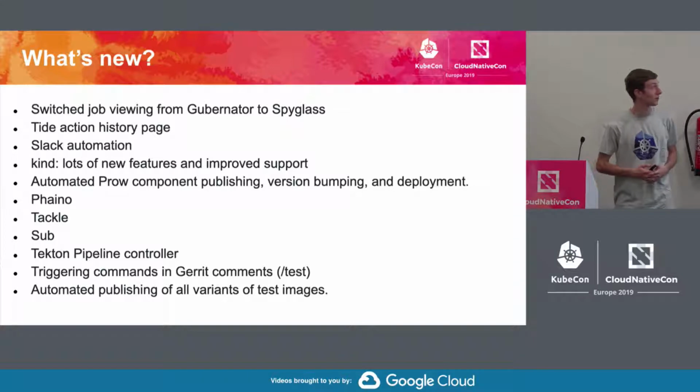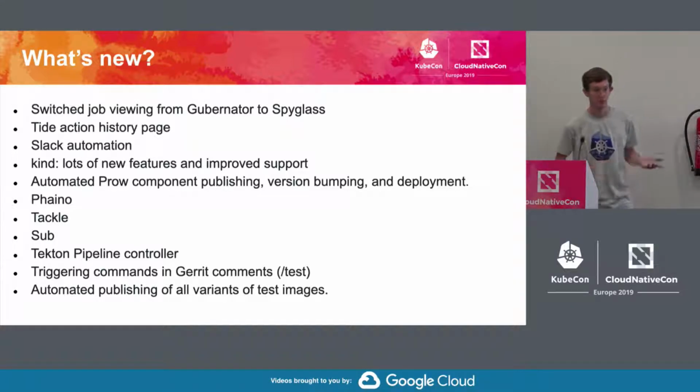Tackle is a tool for deploying Prow. It's just an interactive tool for deploying Prow. And with the addition of Sub, we can now trigger Prow jobs using pub/sub messages in addition to reporting to pub/sub. So we kind of have a full pub/sub pipeline now with that. And we've just added support for Tekton pipelines, so you can chain together a bunch of steps and dependent container steps.